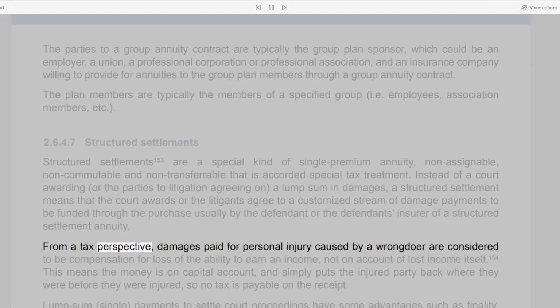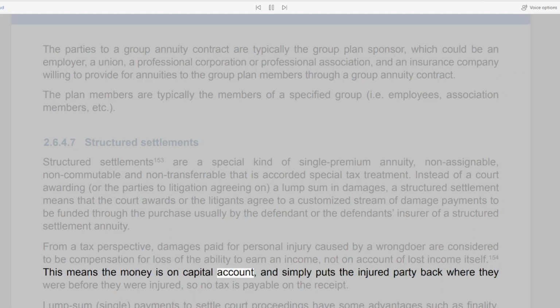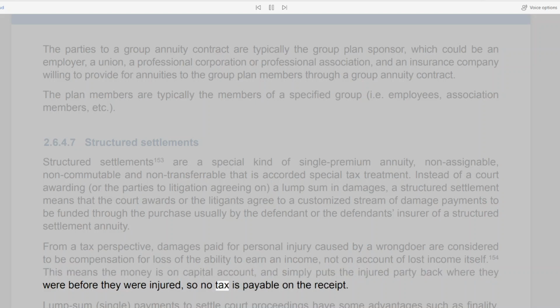From a tax perspective, damages paid for personal injury caused by a wrongdoer are considered to be compensation for loss of the ability to earn an income, not on account of lost income itself. 154 This means the money is on capital account, and simply puts the injured party back where they were before they were injured, so no tax is payable on the receipt.